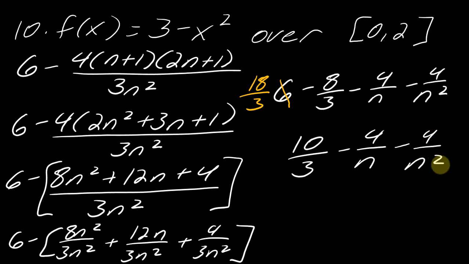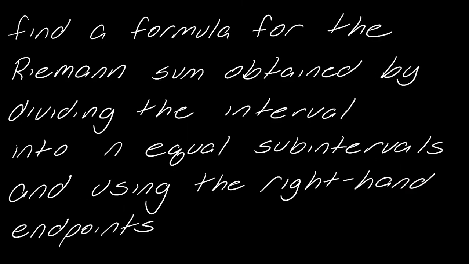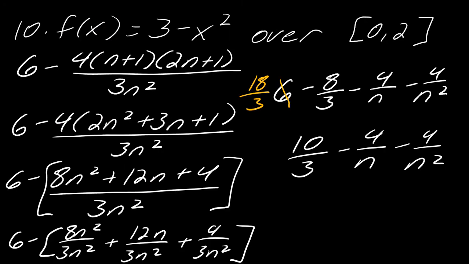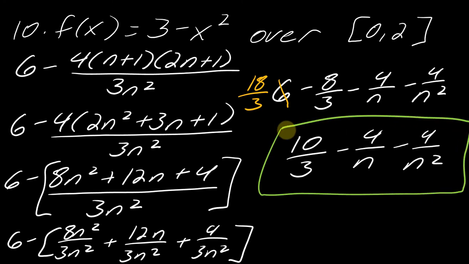So this was the first part of the problem of finding a formula for the Riemann sum by dividing this into n subintervals and using right-hand endpoints. That's the first part of this problem. So this would be the formula.